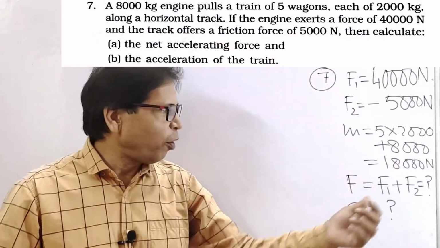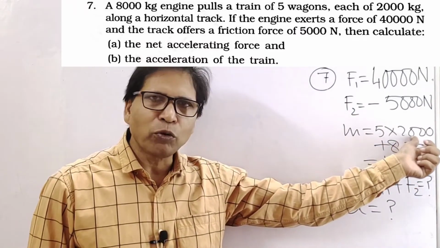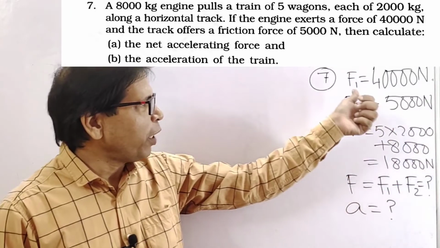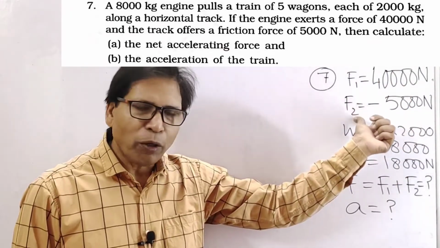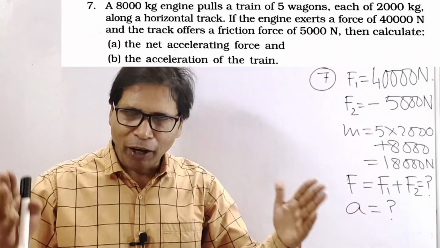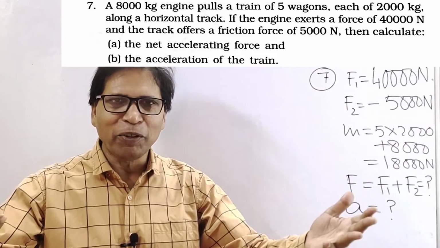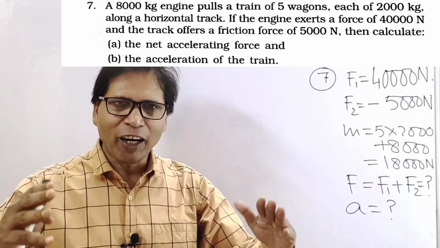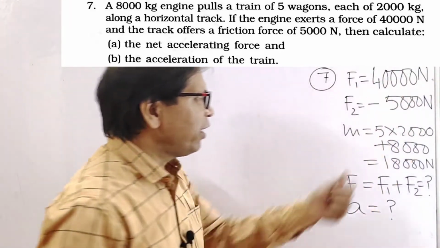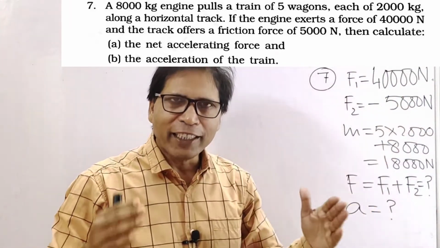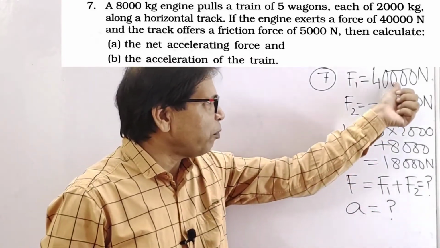Next. Now NCERT 7. A railway engine of mass 8000 kg pulls 5 wagons, each of mass 2000 kg, by applying force 40,000 Newton. The force of friction on the track is 5000 Newton. We have to calculate the net accelerating force and acceleration of the train. Look at this, here this is the accelerating force and this is the force of friction, that is the retarding force. So the net accelerating force is the sum of these.